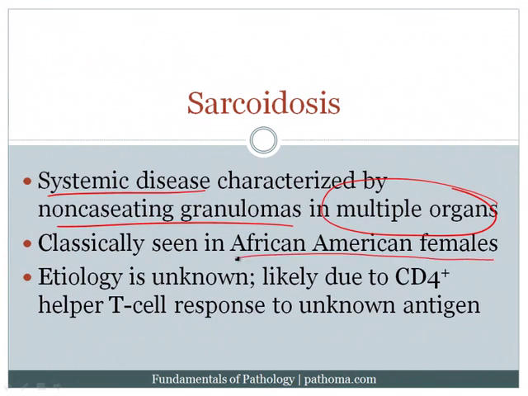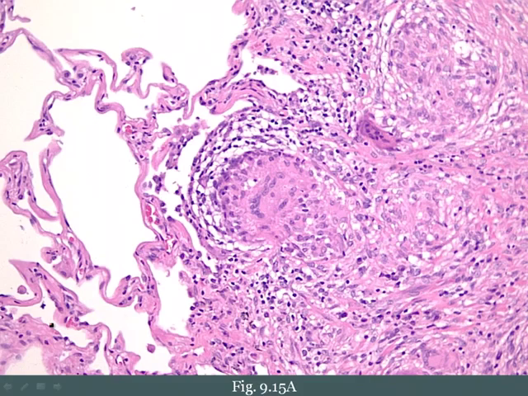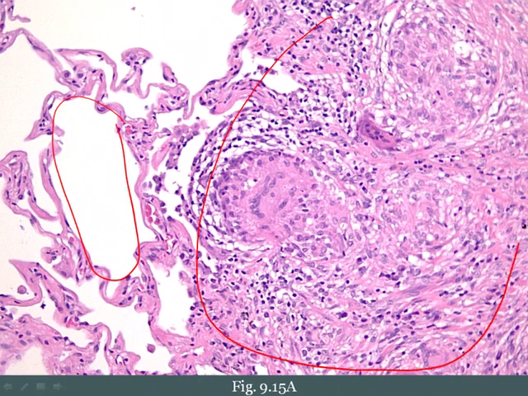Classically seen in African American females, we don't know what causes it. It's probably some unknown antigen with a CD4 positive helper T cell response. Here's what the granulomas look like. Here I've illustrated for you, this is the lung, there's an airspace here, and then you've got this pink region here of epithelioid histiocytes. Remember that the defining cell of a granuloma is an epithelioid histiocyte.